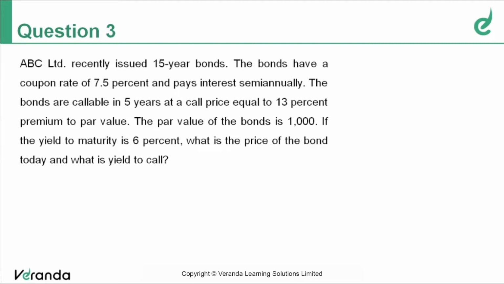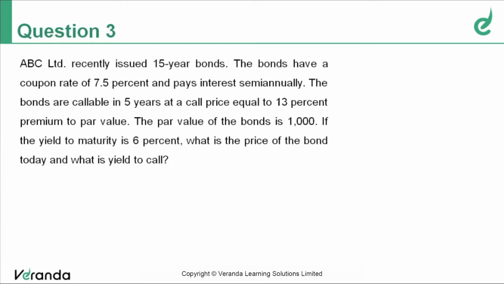Now, one of you please read question number 3. Small question only, please. ABC Limited recently issued 15 years bonds. The bonds have a coupon rate of 7.5% and pay interest semi-annually. The bonds are callable in 5 years at a call price equal to 13% premium to par value. The par value of the bonds is 1000. If the yield to maturity is 6%, what is the price of the bond today and what is the yield to call? Right.